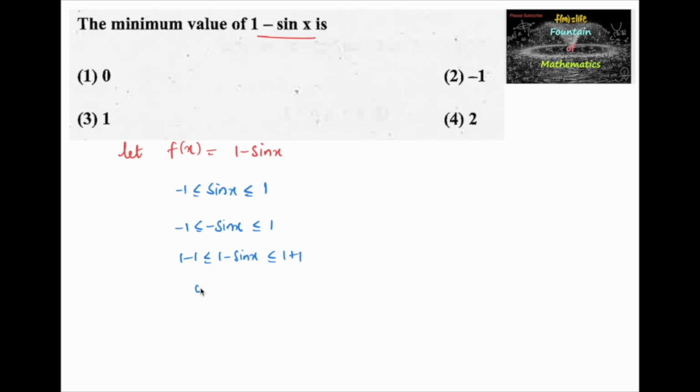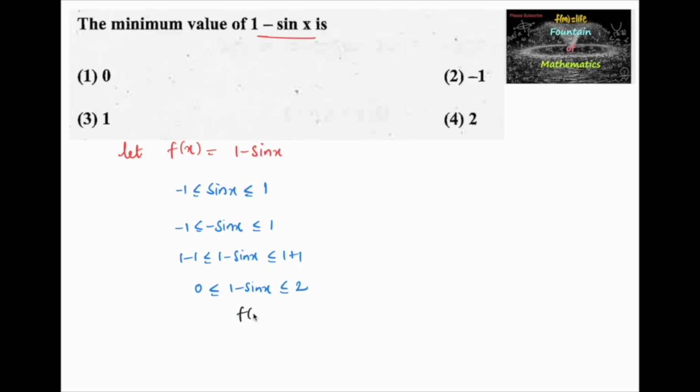We need to find the minimum value of 1 minus sin x. So let us consider, let f of x is equal to 1 minus sin x, and we know that the range of sin x is minus 1 to plus 1, and negative sin x also lies between minus 1 to plus 1. Then adding 1, so 1 minus 1 less than or equals to 1 minus sin x is less than or equals to 1 plus 1. So 0 less than or equals to 1 minus sin x is less than or equals to 2.